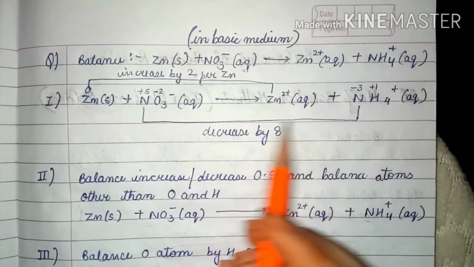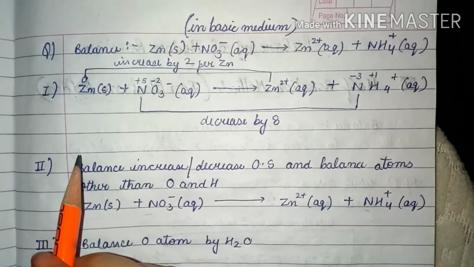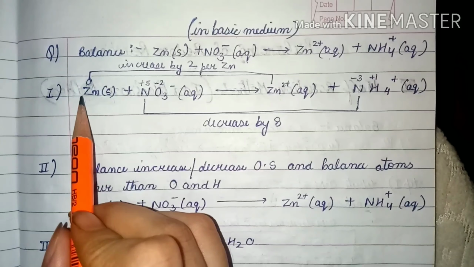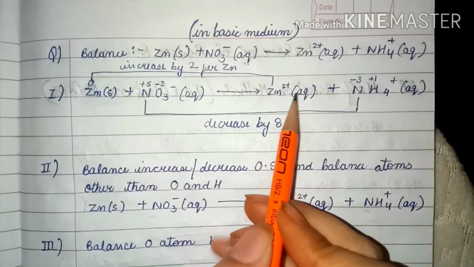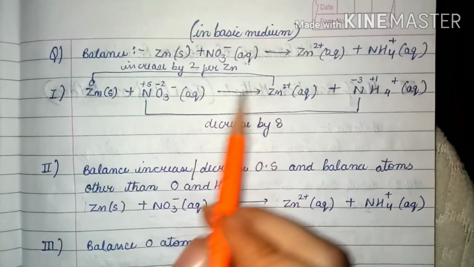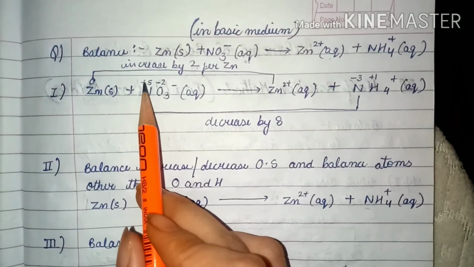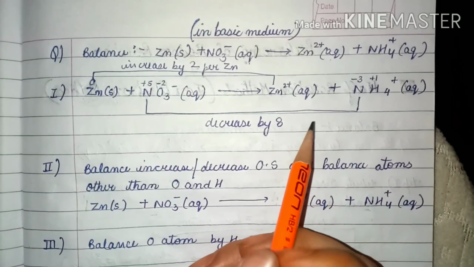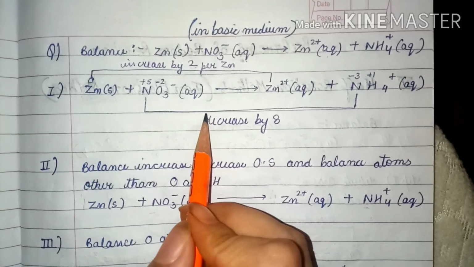Now we identify which element is undergoing oxidation and which is undergoing reduction. We can see that for zinc, there is an increase in the oxidation state by 2, so it is the oxidation process. And for nitrogen, the oxidation state changes from +5 to -3, meaning there is a decrement of the oxidation state by 8. So this is the reduction process.